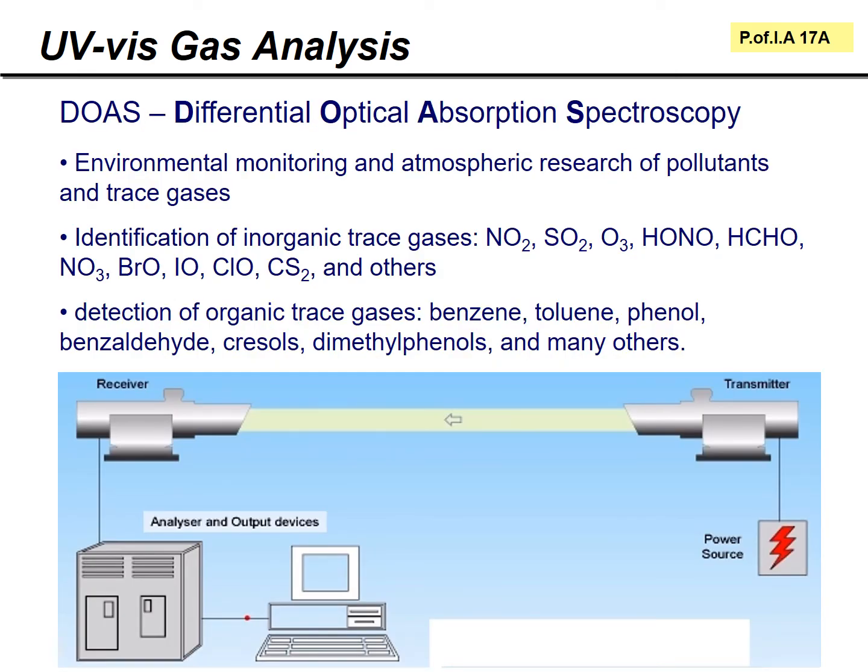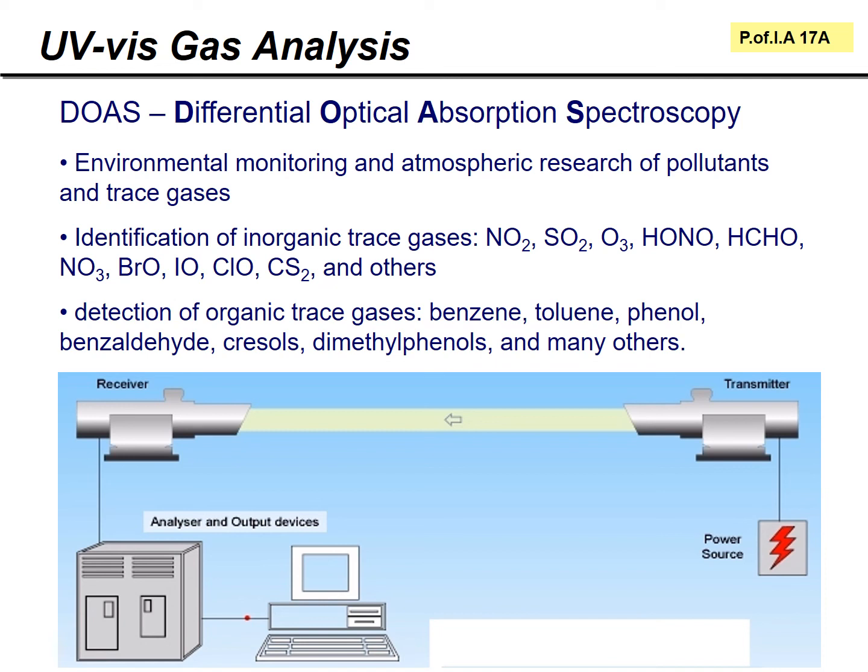So differential optical absorption spectroscopy is very useful for environmental monitoring, particularly for pollutants and trace gases down at ground level. So where you have a good clear path length over many meters or even a kilometer or two, a UV-Vis beam can be shone through the atmosphere to a detector and a UV-Vis measurement done that way. This is used a lot for ground level monitoring of photochemical pollutants.